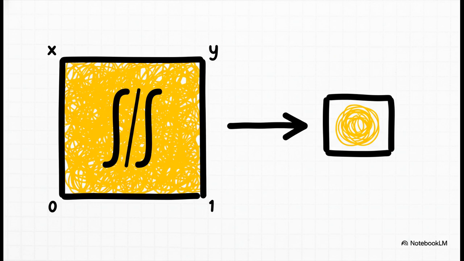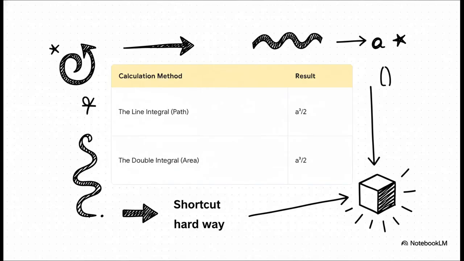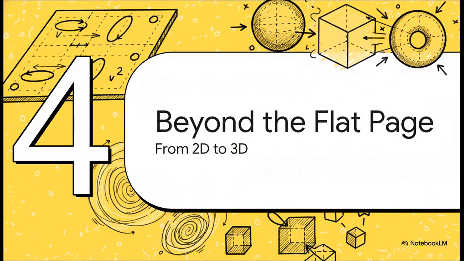And now for the shortcut. We just set up one single double integral over the whole 2D area of the square. It is a much, much more direct calculation. And check this out. This is the payoff. Look at those results. The line integral, the hard way with 4 separate parts, gives us a cubed over 2. The double integral, the shortcut, gives us the exact same thing. It's not an approximation. It's not close. It is a perfect match. The theorem works.